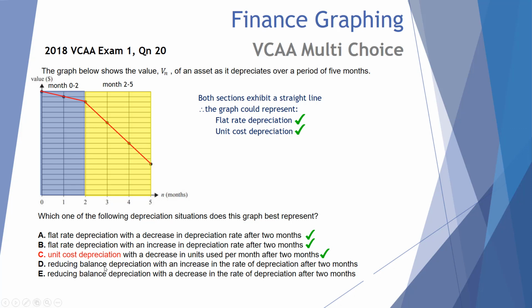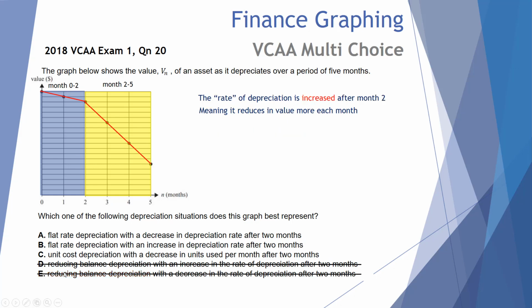Option D says it's a reducing balance depreciation. A reducing balance would have an obvious curve, not a straight line relationship. Option E, reducing balance depreciation again. That would have a curve relationship. So already, without reading the rest of the information, we've got to eliminate 2 of the 5 options because we're not looking at a reducing balance depreciation model.